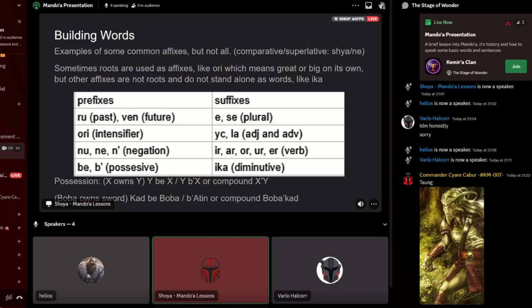But not all affixes are standalone words. Like ika. Ika is a suffix that can go at the end of a word to make something seem smaller, more familiar, or cuter, or just literally smaller. But it's not a word by itself. Yeah. So I'll try to breeze through these. You've got the word vod for brother, sister, sibling. Then you've got vodika, which is younger or smaller sibling as well, right?